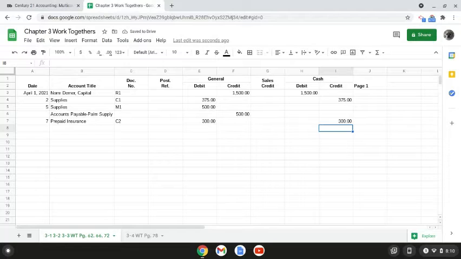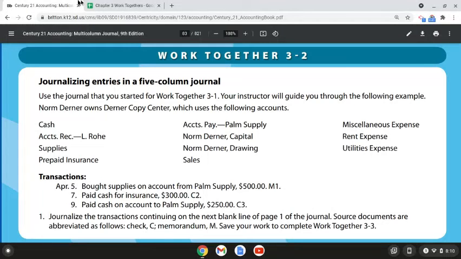Now, for this transaction, we have an increase and a decrease. Since these accounts are both assets, they have normal debit balances. So they increase by a debit and decrease by a credit. But since we have paid cash for insurance, our prepaid insurance account is going up or being increased, and our cash account is going down or being decreased. So that was the second transaction. And this last transaction, which is transaction number 3, reads, on April 9th, paid cash on account to Palm Supply, $250, check number 3.